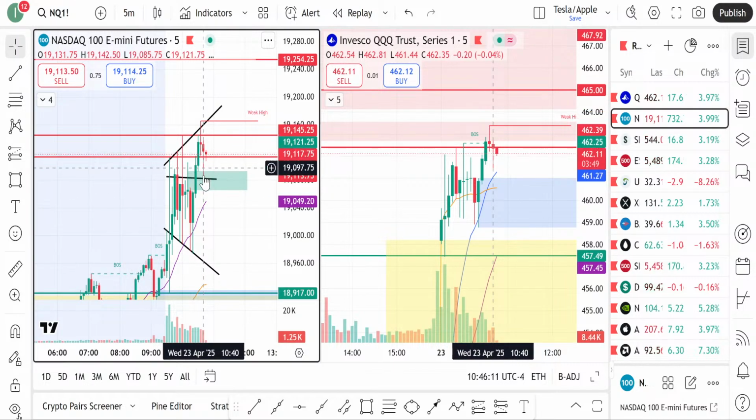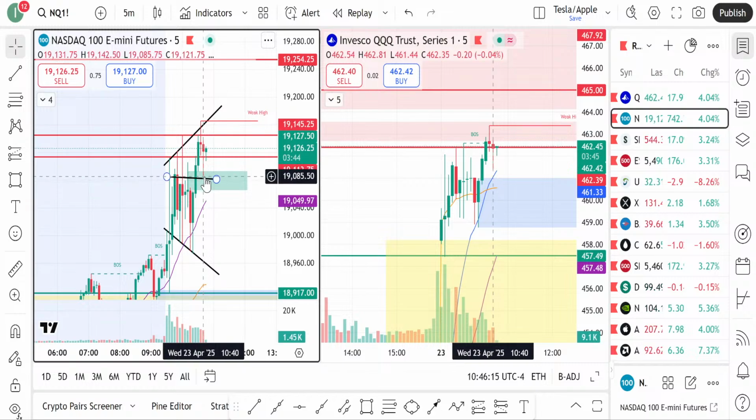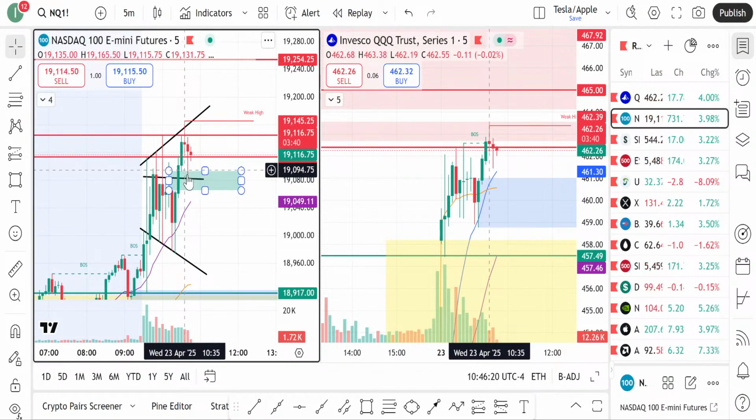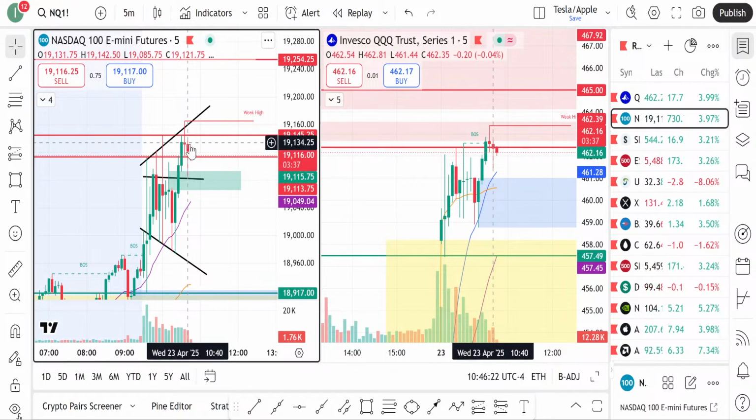And price, what's it showing? Well, it brought price down into it, and now you can see buyers immediately push price up here. So there's buyers entering here at this fair value gap. So this might get another leg up.